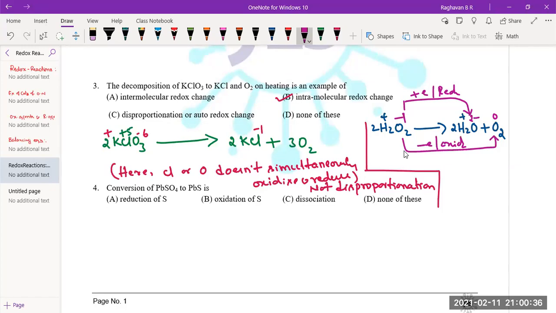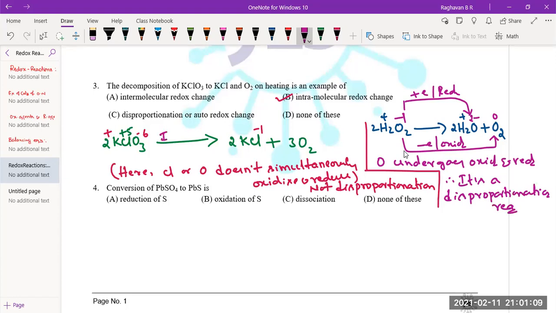The element which undergoes disproportionation will have 3 oxidation states in the overall reaction. -1, -2, 0. So oxygen undergoes oxidation and reduction. Therefore, it's a disproportionation reaction, and this is intramolecular redox reaction. So there is a slight difference.